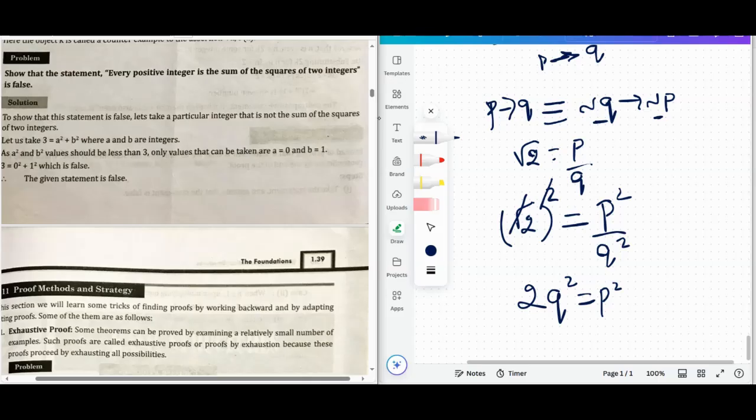If you take any value like 2 and 1, you get 2 square plus 1 square, which is 4 plus 1, 5. So 5 will not be equal to 3. So any value we take, the statement will be false. Okay, he's asking you to prove it is false.